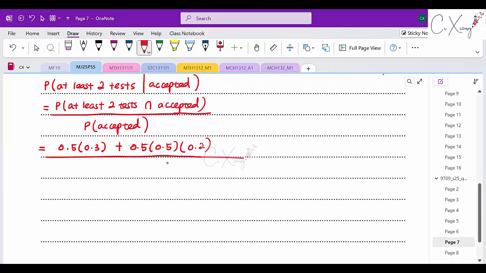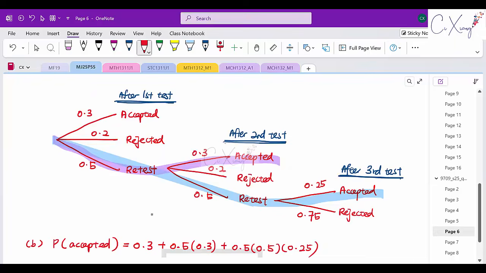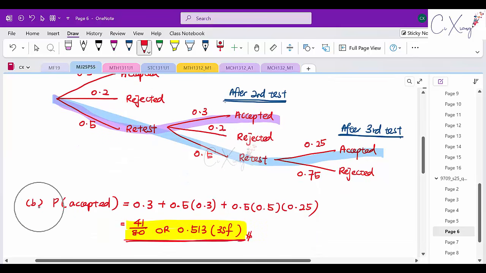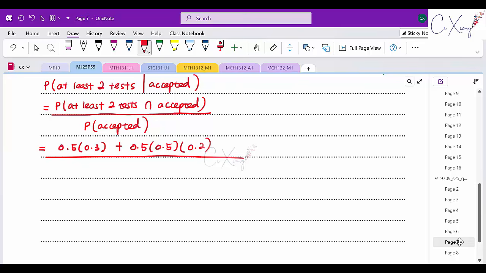Okay, and after that, what is the probability of being accepted? You can directly use the result that you get here in part B. The probability of being accepted is 41 over 80. So I directly use 41 over 80 here. Don't use the 3 significant figure answer. You have to use back the original value. And the best way is by putting it in the fraction form.